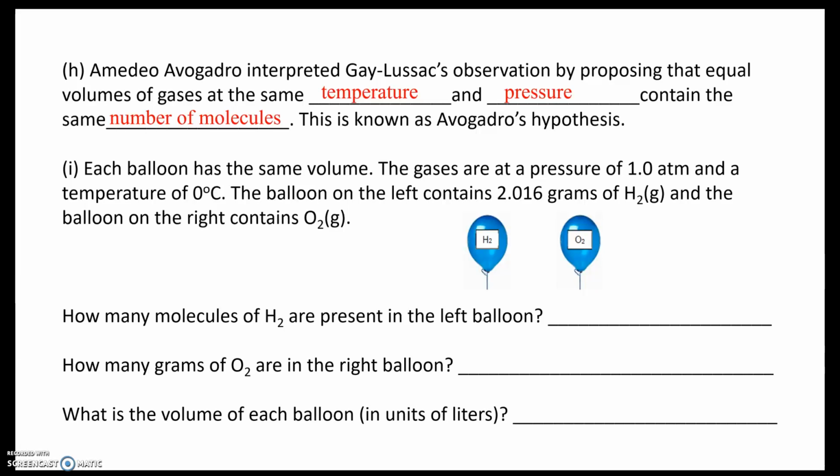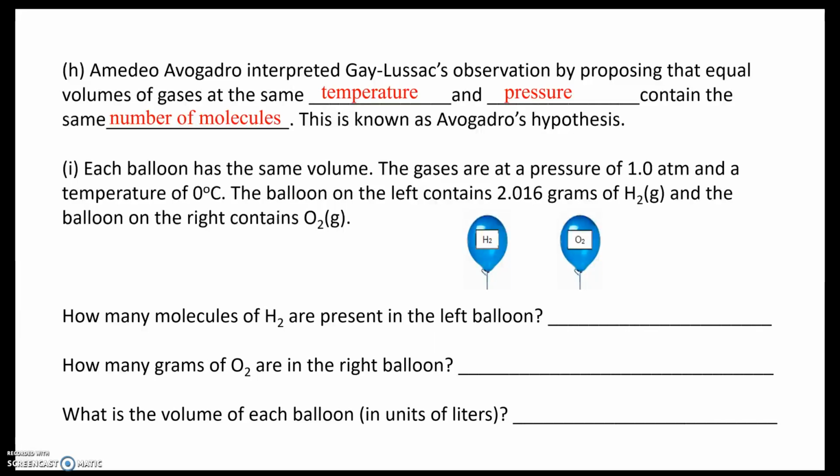All right, this is the gas notes part 2. We pick up where we left off with Avogadro's hypothesis, where he said that equal volumes of gases at the same temperature and pressure contain the same number of molecules. So now let's take a look at these two balloons.